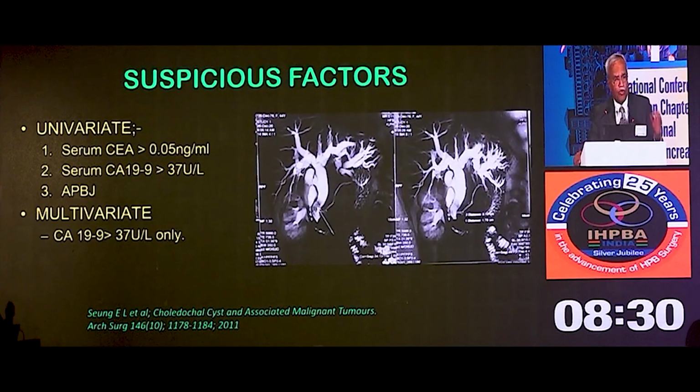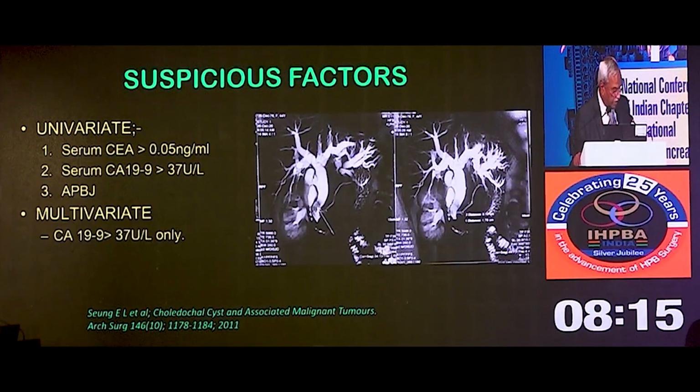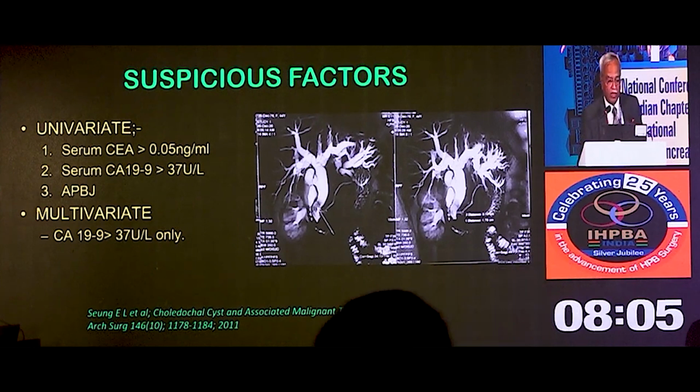But you have some suspicious factors. This lady initially came to us with a classic fusiform choledochal cyst, refused surgery, comes back 10 years later with a dilated intrahepatic duct. And the moment we found that, we thought that this was something serious. You can see little shadows out here, and that was a cholangiocarcinoma which had developed.